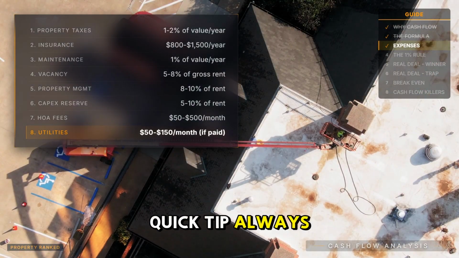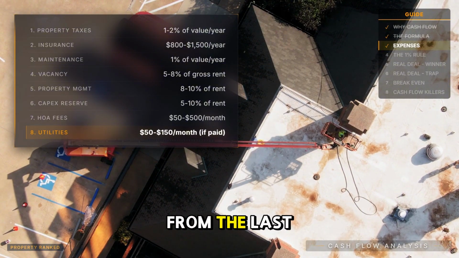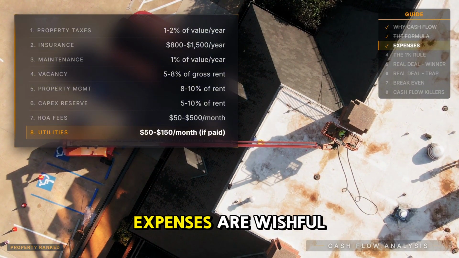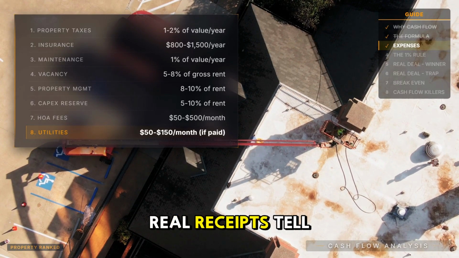Quick tip: always ask the seller for actual expense receipts from the last 2 years. Estimated expenses are wishful thinking. Real receipts tell the truth.